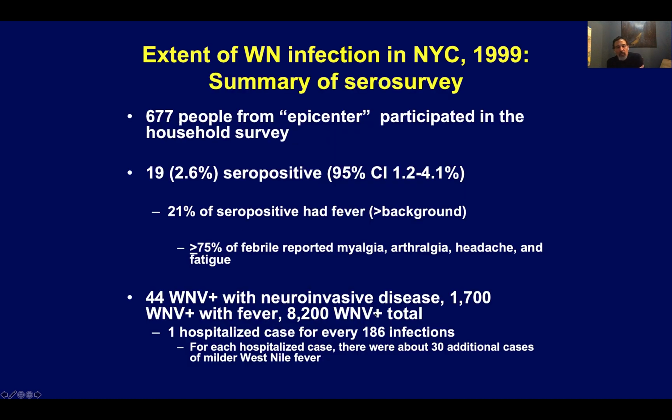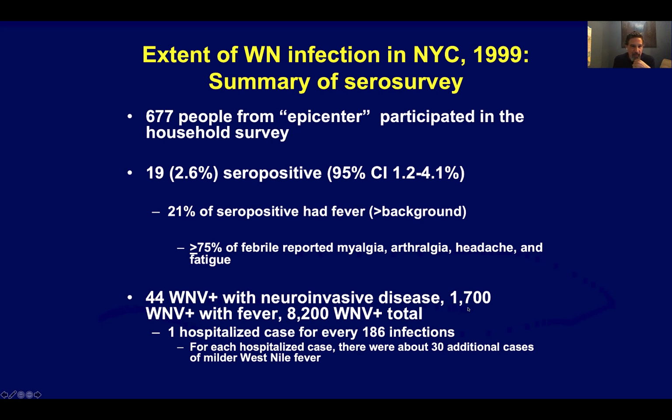So what were we able to say about this in our outbreak investigation? Well, there were about 19 people, or 2.6% of our sample, who were seropositive and participated in our survey. We also asked people about their symptoms, and about 21% of those seropositives reported that they had a recent history of fever. And these were some of the symptoms that they reported, and they were all consistent with this West Nile fever picture.